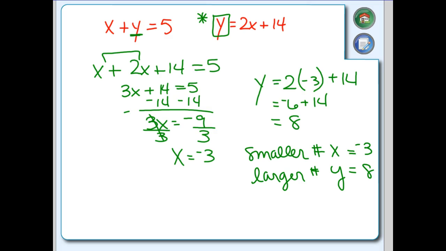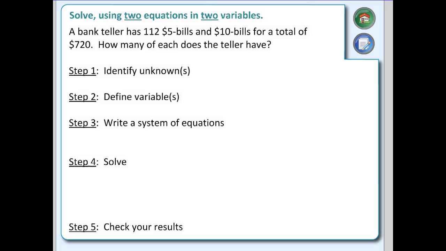Well, let's plug them into one of the equations. Well, we know x plus y equals 5. What's negative 3 plus 8? Yes, so there's our check. So remember, whenever we do our story problems, we're back to those 5-step story problems we learned a while back. All right, now let's go ahead and look at another equation.